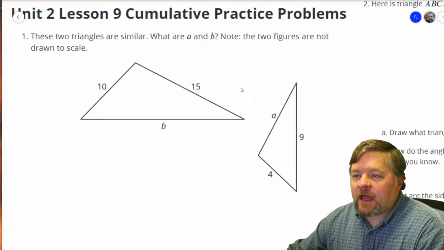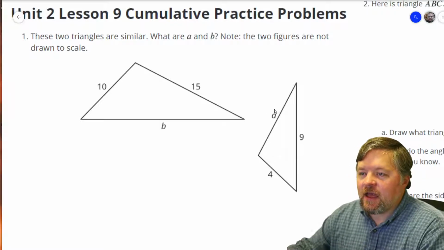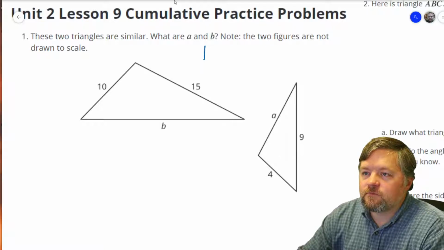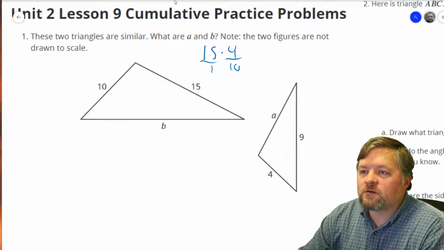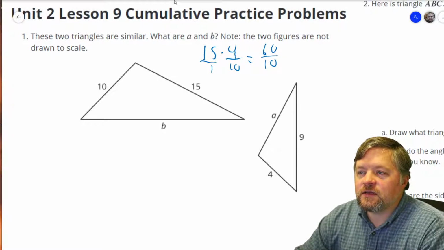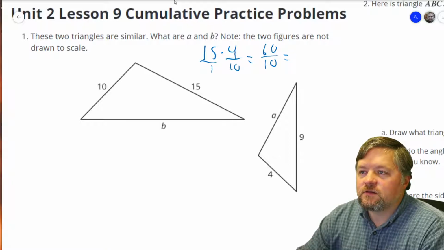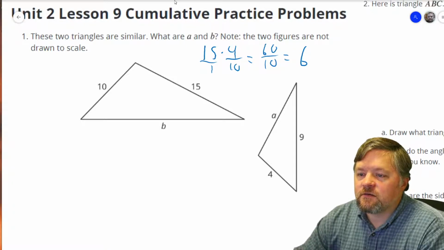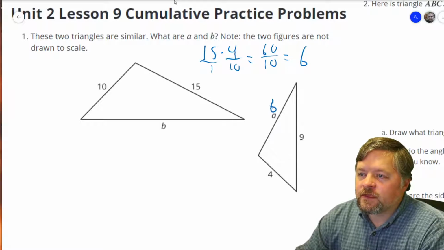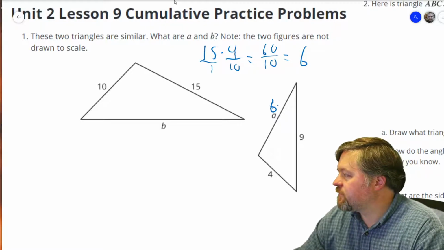So to find A, we have to do 15 times 4/10 to get A. Fifteen times 4/10 would be 15 over 1. 15 times 4 is 60 over 10. 60 over 10 is 6. So A is 6 units.